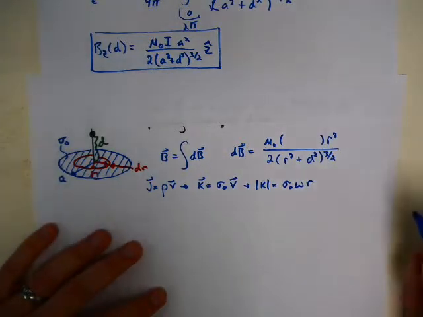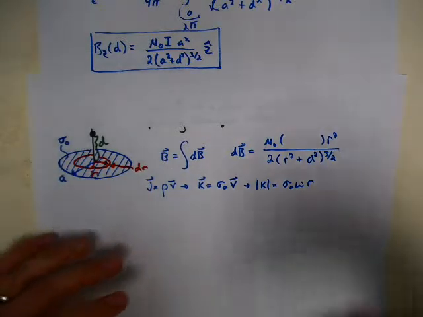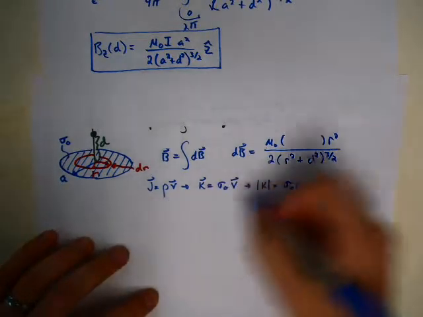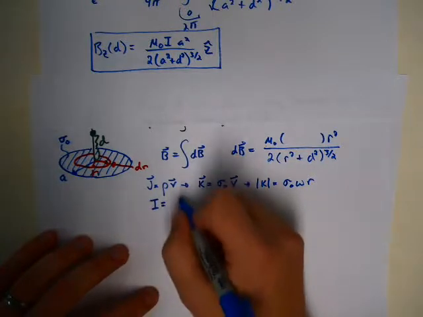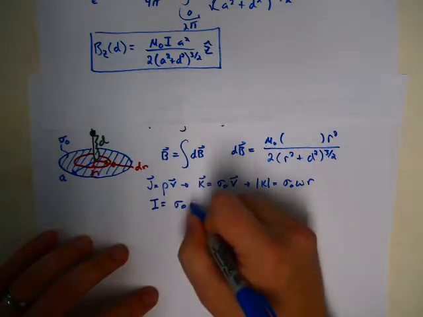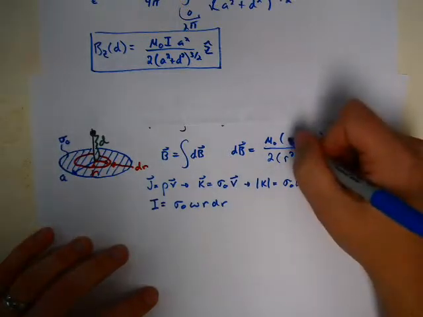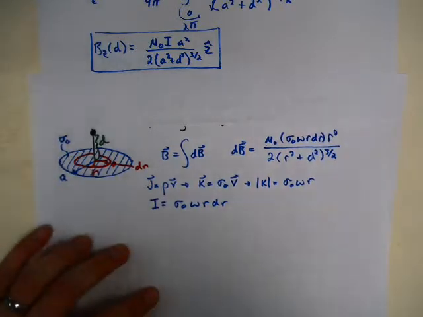Now to get current from a surface current, we have to multiply it by the width through which it flows, but that's just dr. And so finally for us, the I that we're looking at is sigma naught omega r dr. So I'm going to copy that up right here, sigma naught omega r dr.